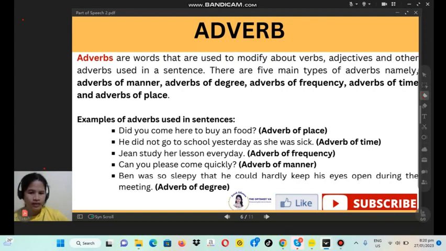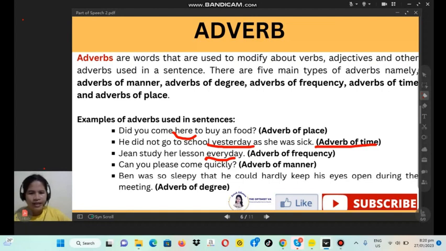So here is the adverb of place. He did not go to school yesterday as she was sick. So yesterday here is the adverb of time. Jean studied her lesson every day. So every day here is the adverb of frequency.